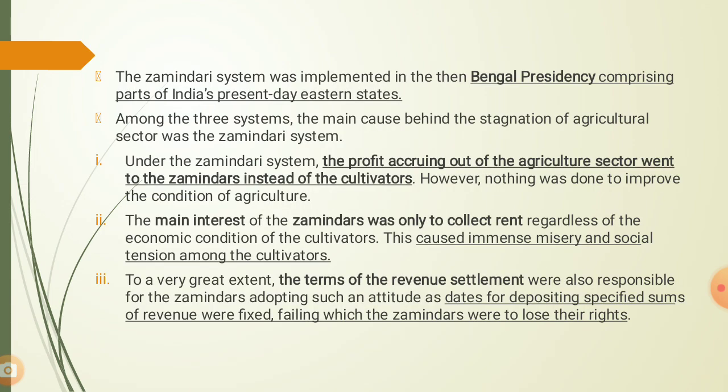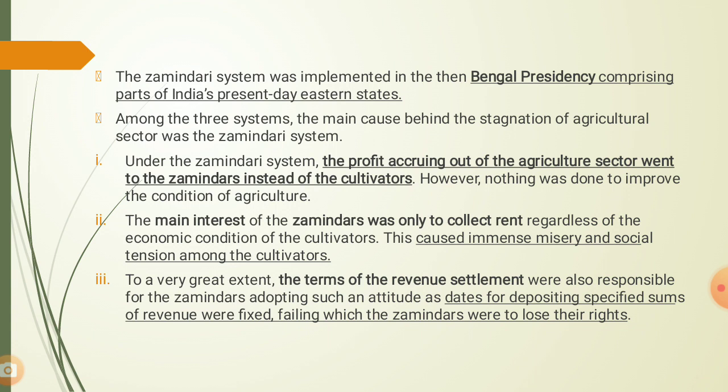Under the zamindari system, whatever profit accrued out of the agriculture sector went to the zamindars instead of the cultivators. All the profit the peasants were generating went to the zamindars, and out of that profit, a major fixed proportion was paid to the British government, and whatever was left, the zamindars kept with themselves only. They didn't share it with the farmers or the peasants. So cultivators had no incentive to improve the condition of the agriculture sector during the colonial rule.